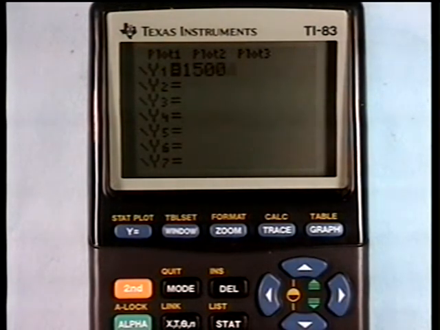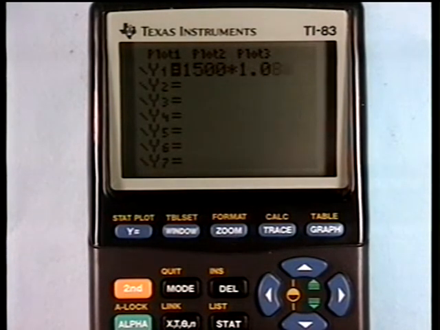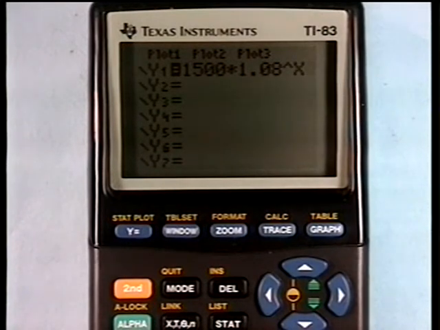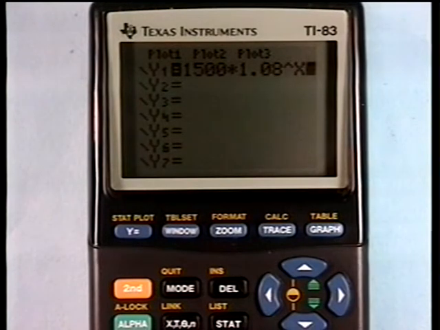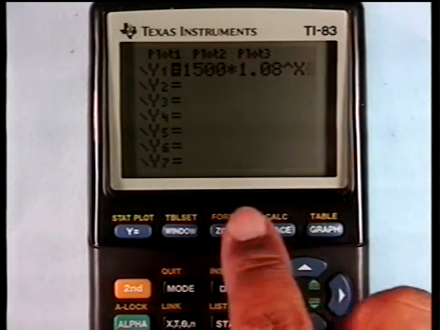Take the initial deposit, enter it with our interest at X number of years, that being our general formula to be able to find the amount of money we'll have after any number of years on the $1,500 deposit. Take it and graph it.